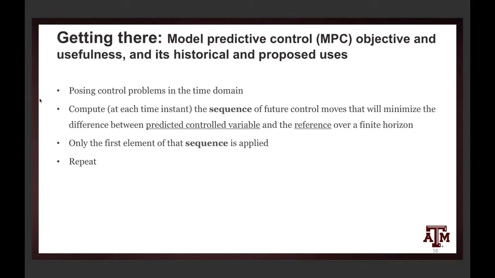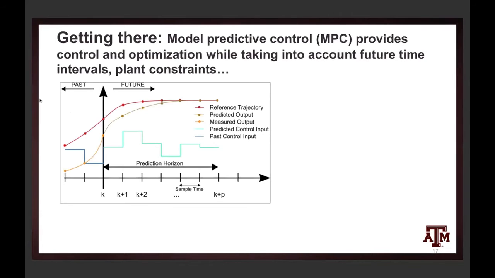What it does essentially is compute at every time instant, so let's say at k, a sequence of future control values that will minimize the difference between the predicted control variable and the reference that you've set over a finite horizon. So it'll do this, for example, for 15 time steps into the future. After that, it's only taking that first element out of that sequence and applying it to the actual plant, and then repeating that process over and over again. You can see how that works here.